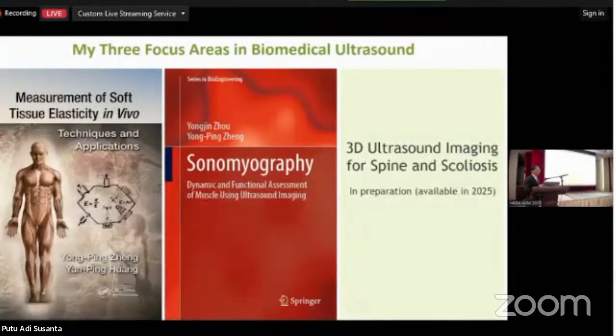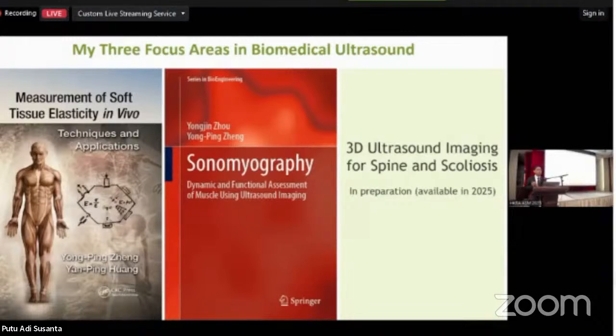My team has mainly been working on three areas. And we are going to have a third book; we are now working with Springer, and it is supposed to be completed next year or the year after. The first, and also my earliest, starting from my PhD at PolyU, is elasticity imaging and measurement. Later on, I mainly worked on 3D ultrasound, and this led to the device that I am going to introduce. We are very happy that Telefield Medical Imaging wants to bring it to the market.